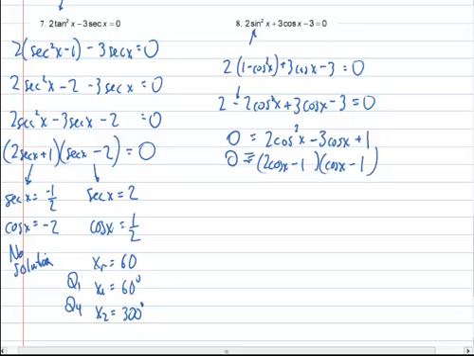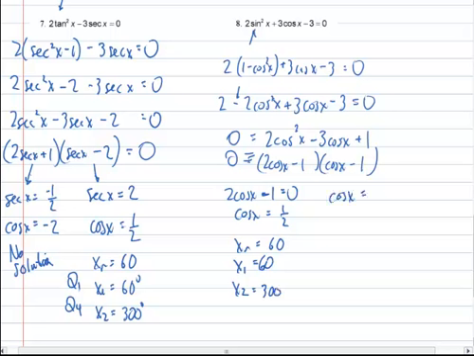Remember, both terms are set to 0. So cosine of x again equals 1/2. The reference is 60. The first and the fourth quadrant angles are 60 and 300. And then we have cosine of x is equal to 1. X is equal to, on the chart, 0 degrees. And that would be it for that.